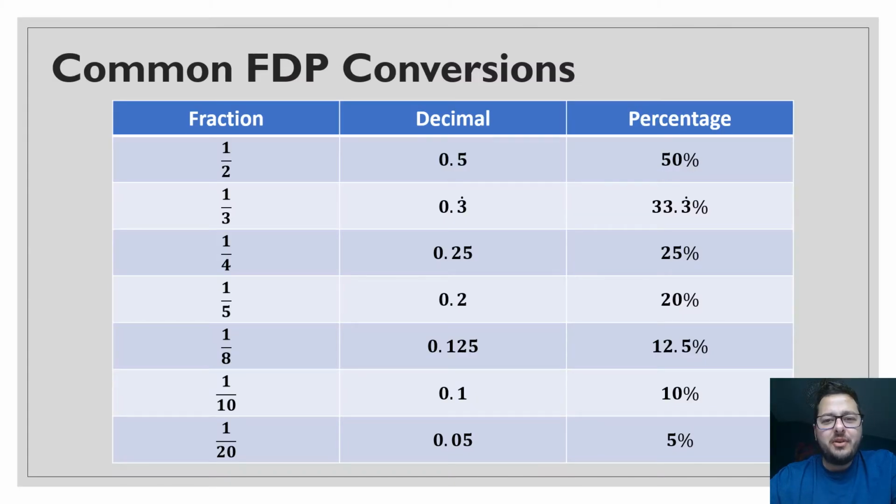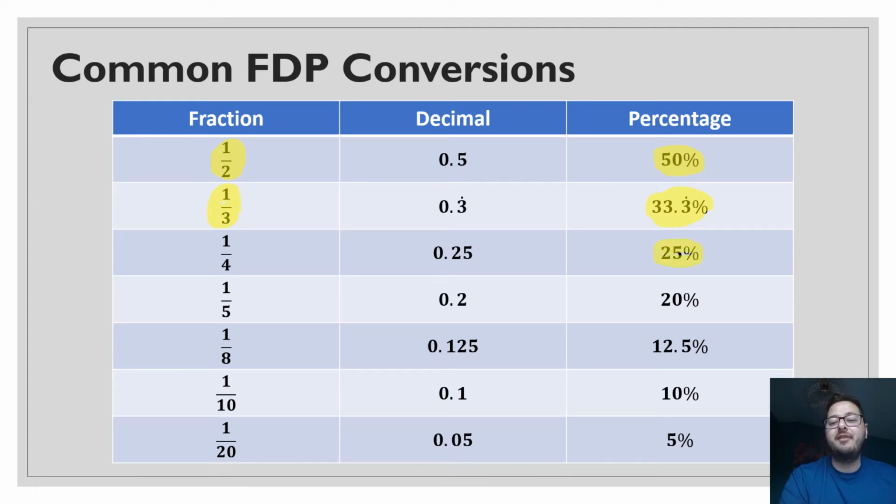Alright then, so we've done this in a previous video, but here are just a few common fraction, decimal and percentage conversions. When we're looking at a percentage of an amount, it might be helpful to think about what the fractional equivalent of that is. So for example, we've got 50% here, and that is the same as a half. So if you want to find 50% of something, you can divide it by 2. If you want to find 33.3 recurring percent of something, you divide it by 3. And so on. So these are just common ones that'd be good to remember.